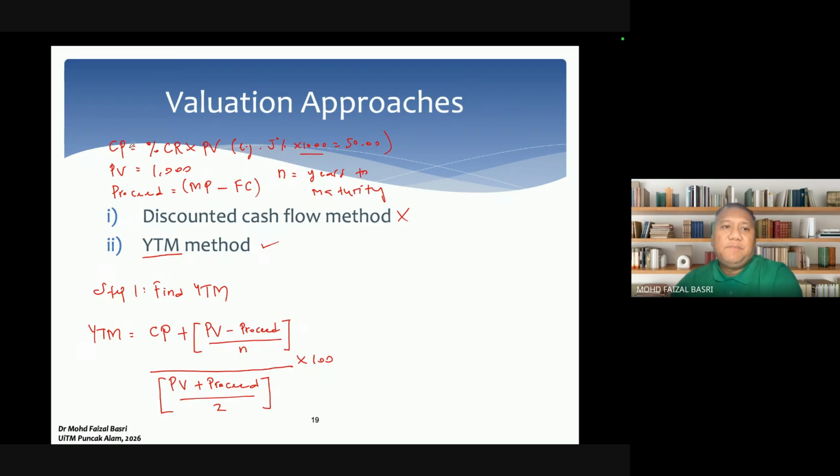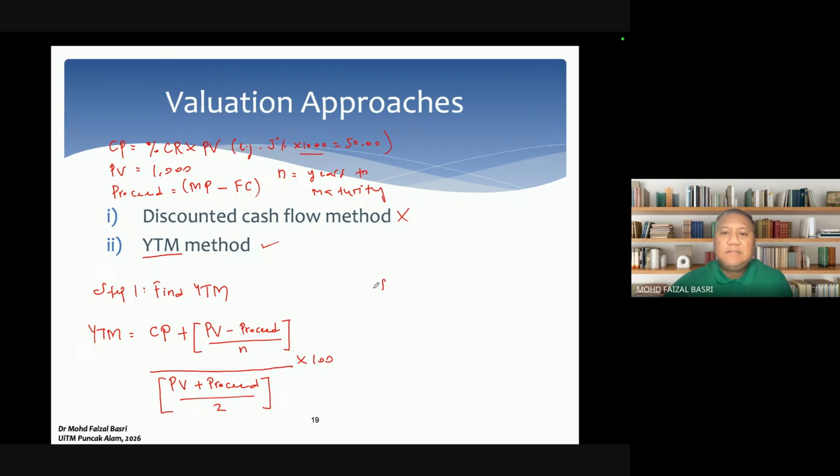Right, so we have CP, PV, proceed dengan N. Okay, and kat bawah ni kita repeat balik PV dengan proceed, cuma kita bahagi dengan 2. So the number 2 ni another thing yang fix kat sini. Okay, and then solve the equation, multiply with 100, then you get it in percentage. Okay, for the yield to maturity lah.